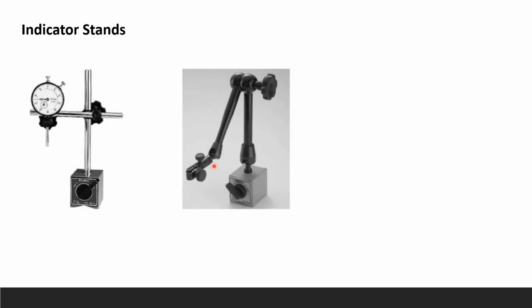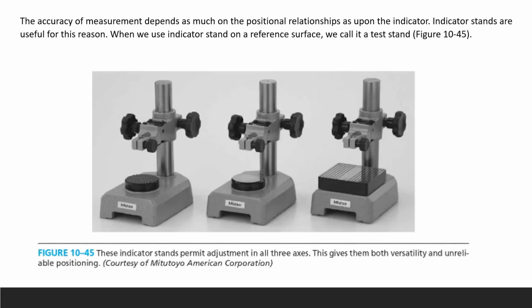Indicator stand looks like that. So that's your indicator, and this is your indicator stand. That's your indicator stand, and you can hold the indicator with that. Here the accuracy of the measurement depends much on the positional relationship of the part and the indicator. Therefore, indicator stands are useful for this reason.